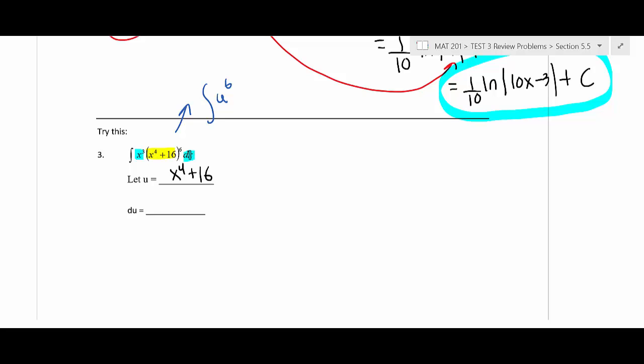And what you're doing here is a good example of what you'll see on the final. Like I said, it's usually 1 or 2 u-substitutions. Either a straightforward one, or one like you're doing here right now, where it's off by a constant.